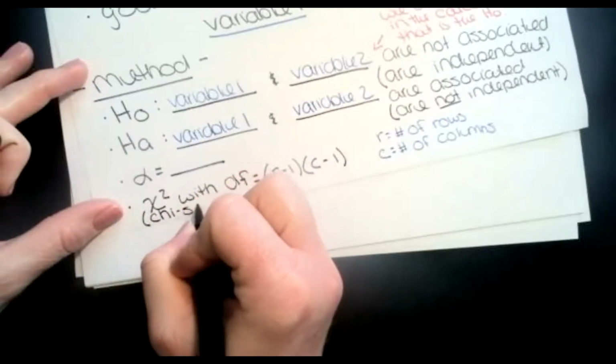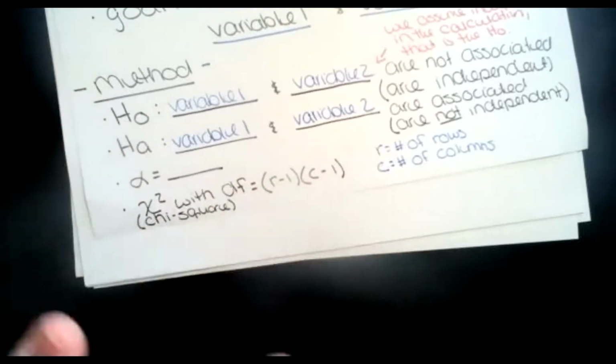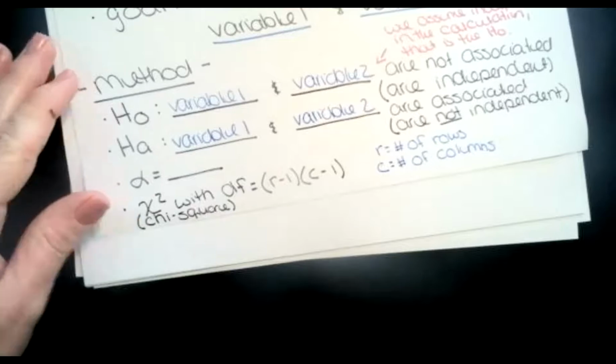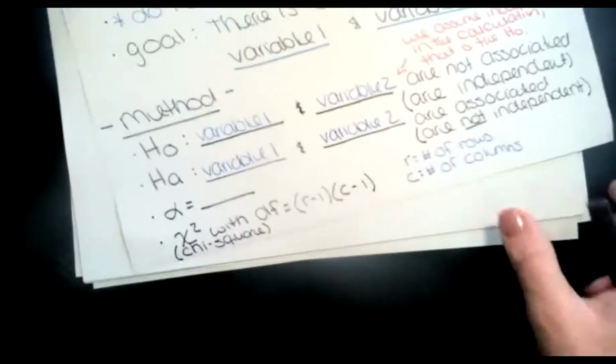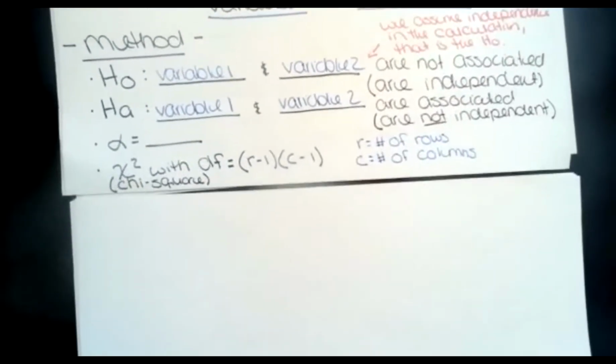Let me write it here. Chi-square. Okay, so that's just saying which curve you are on. All right, so that's my method step.